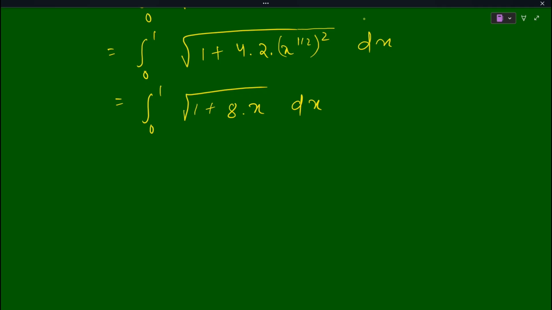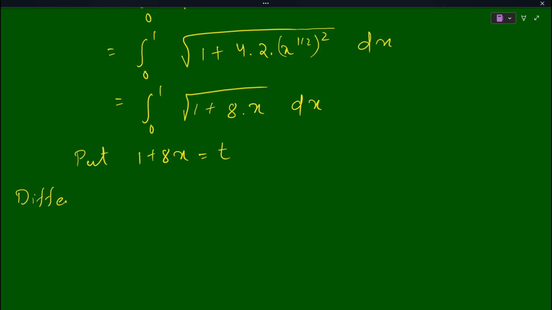Okay, so now see what type of integration it is. It is the integral from 0 to 1 of root over 1 plus 8x dx. Okay, so we will integrate this one using the method of substitution. So what to substitute? We will substitute 1 plus 8x as t.